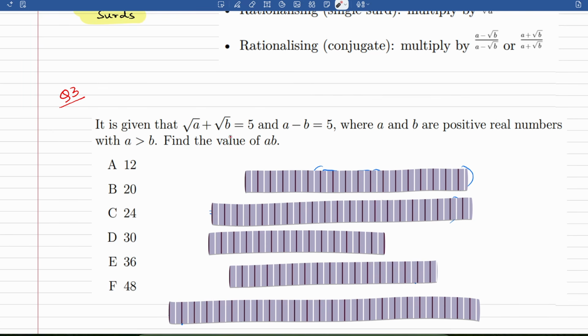It is given that square root a plus square root b is equal to 5 and a minus b is equal to 5, where a and b are positive real numbers. With a greater than b, find the value of ab.